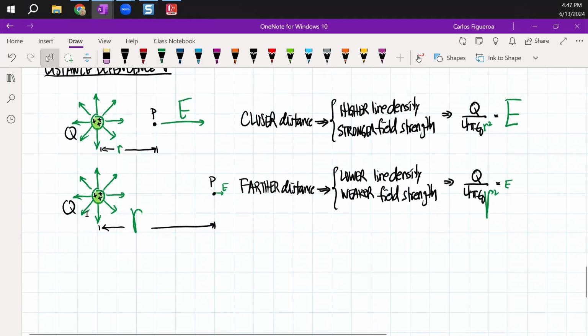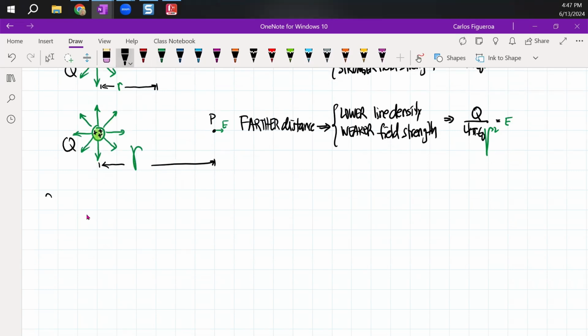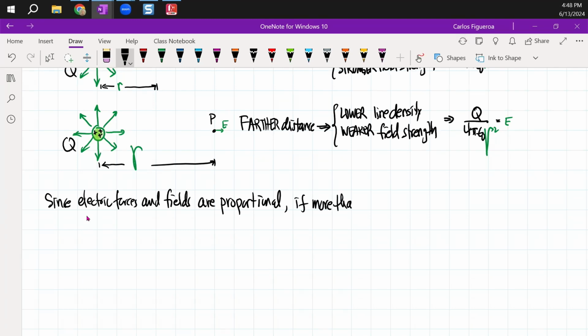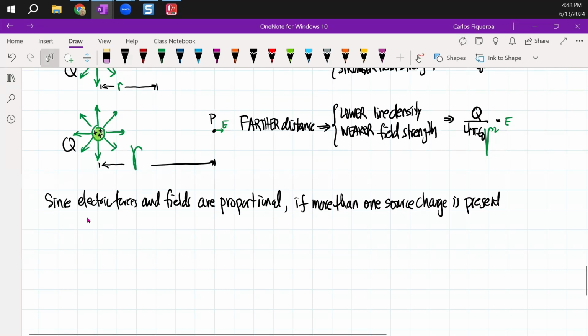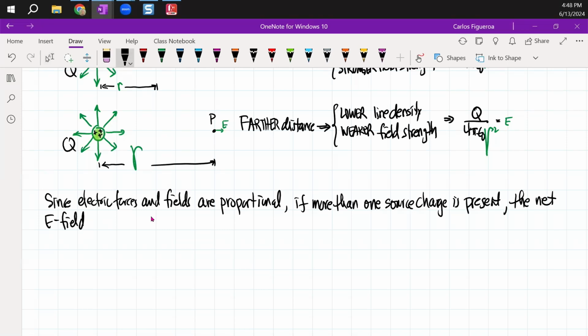So one last thing here. Since electric forces and fields are proportional, if more than one source charge is present, the net electric field must be calculated using superposition.